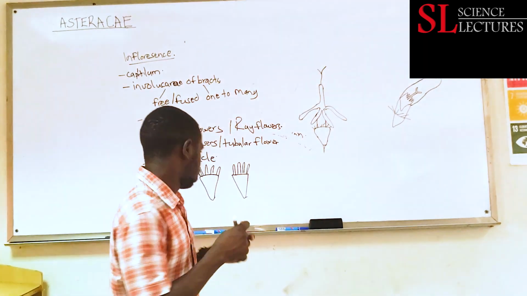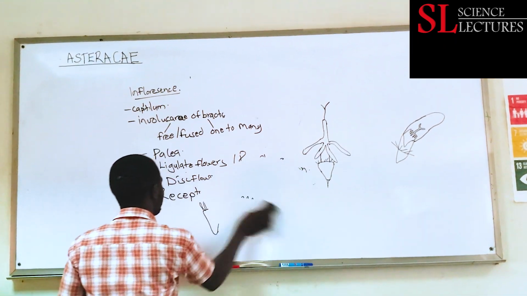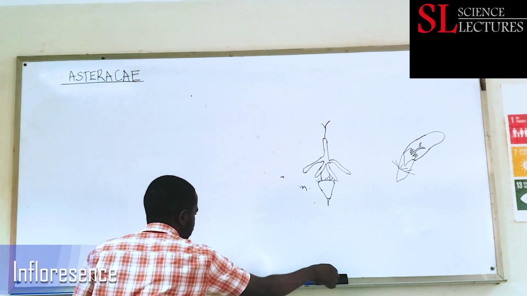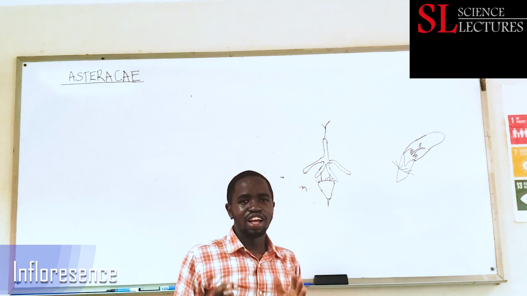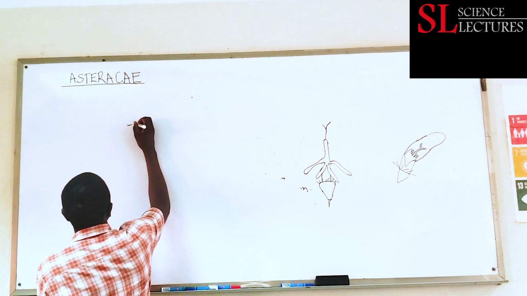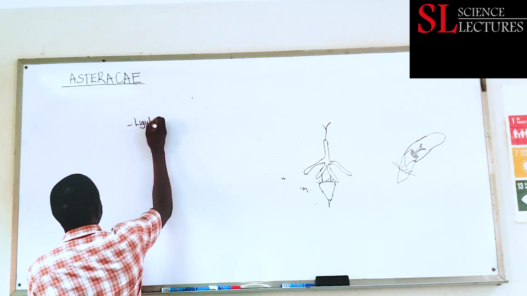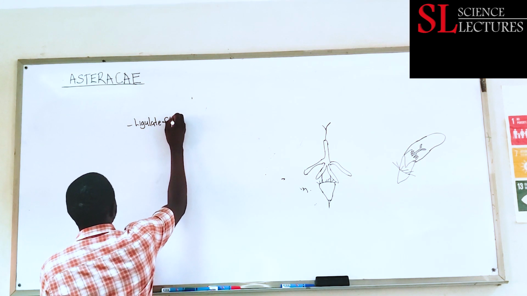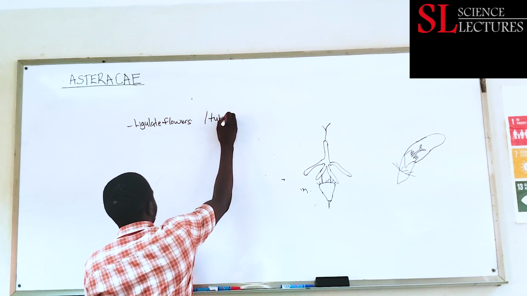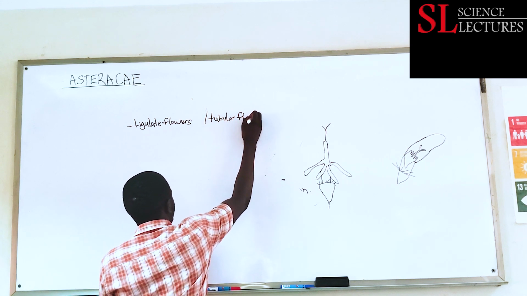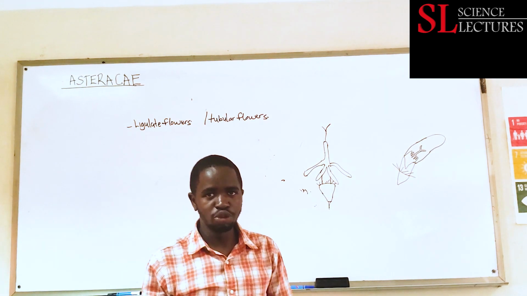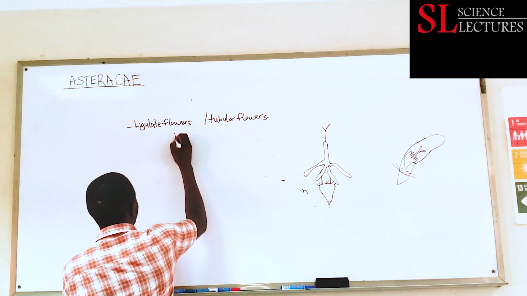So after having seen the inflorescence, I want us to look at the individual flowers. We've said the inflorescence is made up of two types of flowers. If I forget, the capitulum can be made up of only ligulate flowers, or it can be made up of only tubular flowers. So when it is made up of only ligulate flowers or only tubular flowers, we call it a homogamous capitulum.